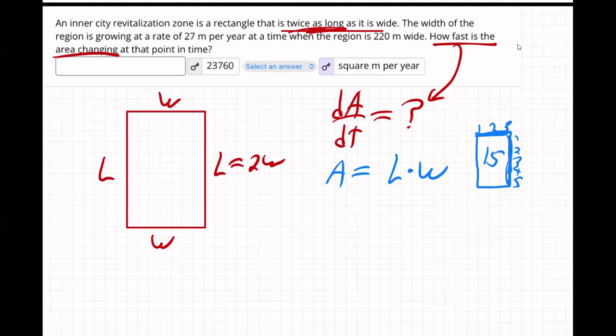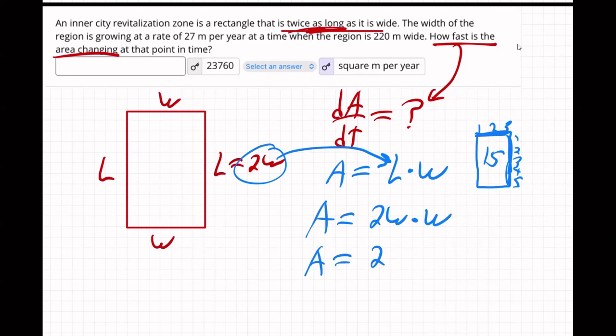So now the trick is I've got to plug in 2W for that L. So it's 2W times W, because length is 2W. So that's then 2W squared. Area is 2W squared.